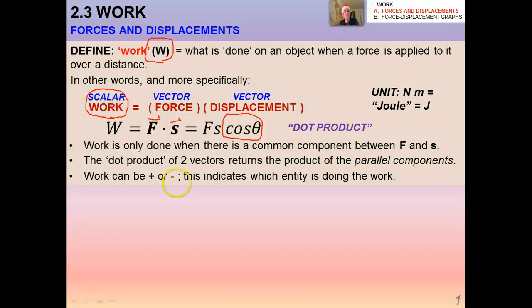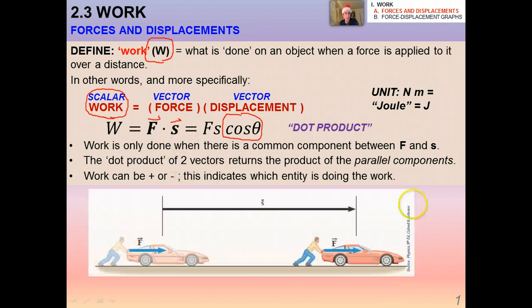Work can either be positive or negative. And the positive or negative indicates really which entity is doing the work, okay? So the positive or negative can actually be pretty important. Generally, we kind of don't really consider the negative work. We just kind of deal with work as a magnitude and not really worry about the positive or negative. You'll see why later. Okay.